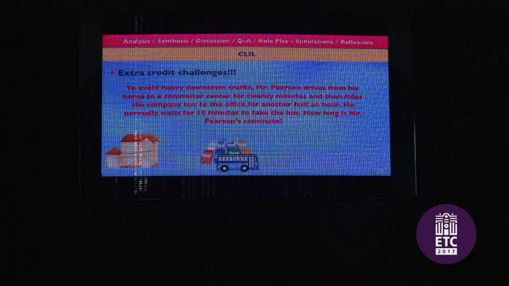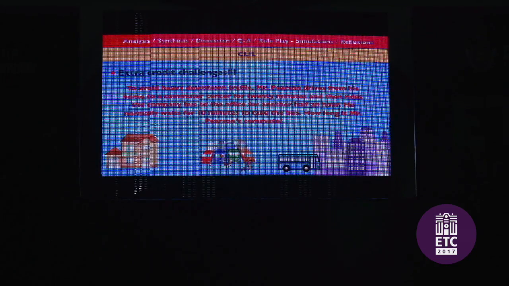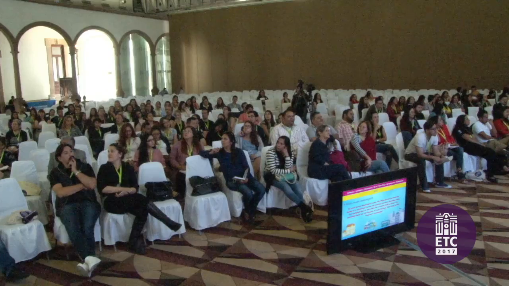Now, let's see what Mr. Pearson does. To avoid heavy downtown traffic, Mr. Pearson drives from his home to a commuter center for 20 minutes. And then rides the company bus. There we go. Okay? The guy came prepared. So then he rides the bus, but he has to wait for 10 minutes for the bus, because Mr. Pearson is not a VIP. He has to wait for the bus to fill up. And then, my friends, they get downtown, and that takes them half an hour. So the question is, how long is Mr. Pearson's commute?